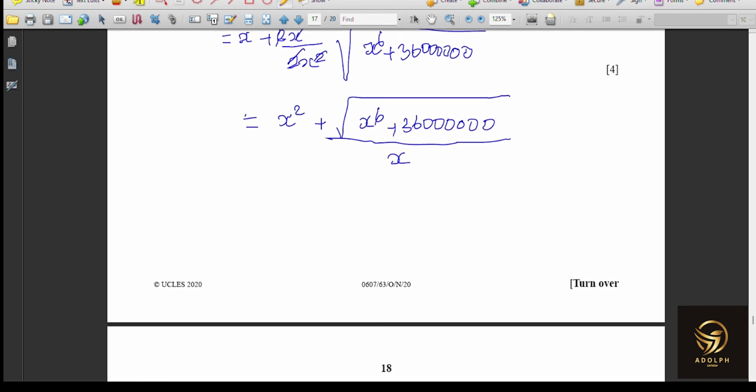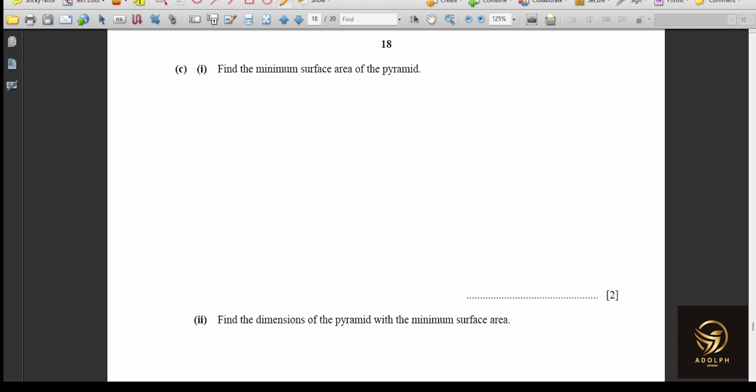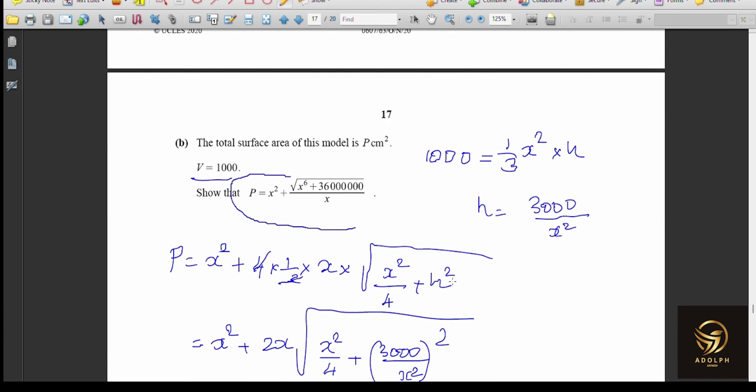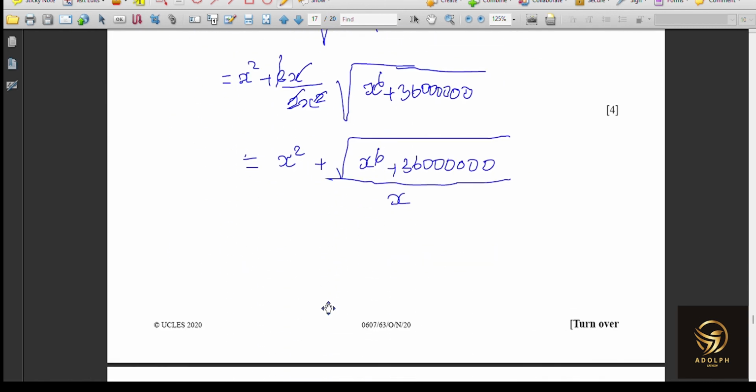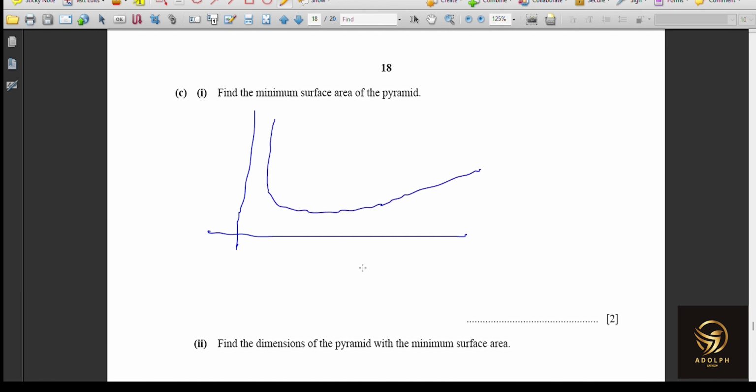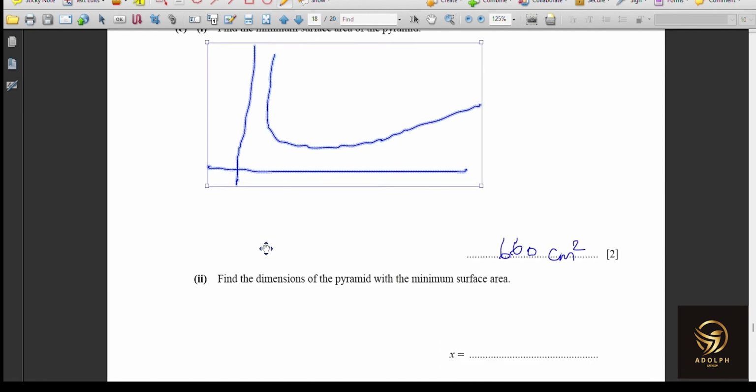Then let's go to the next one. Find the minimum surface area of the pyramid. So where do we go for the minimum surface area? Yes, actually here they gave the formula, right, that we proved. This one can be used as an equation in the graphing tool to draw the graph, and if you draw that, then there we can get the minimum surface area, because that is the only way we have. So that is actually coming like this, and we need to find the minimum value. The minimum value we are getting is 660 centimeter square, that is the surface area.